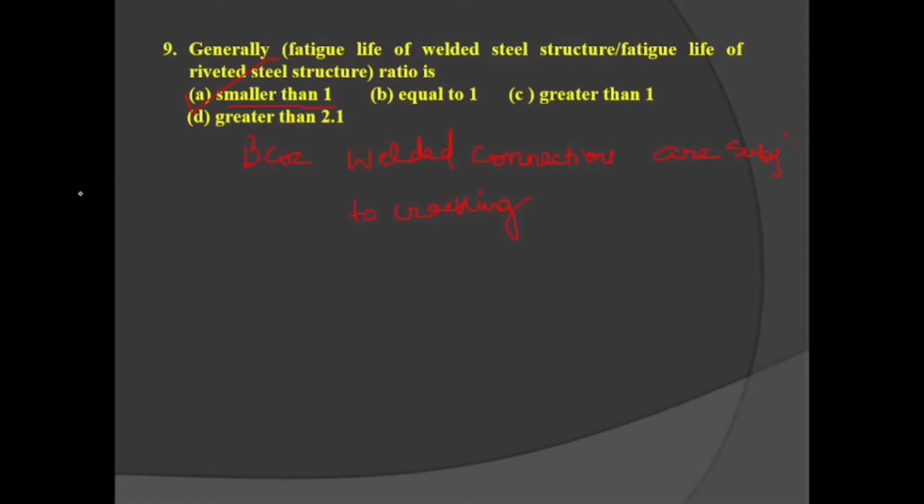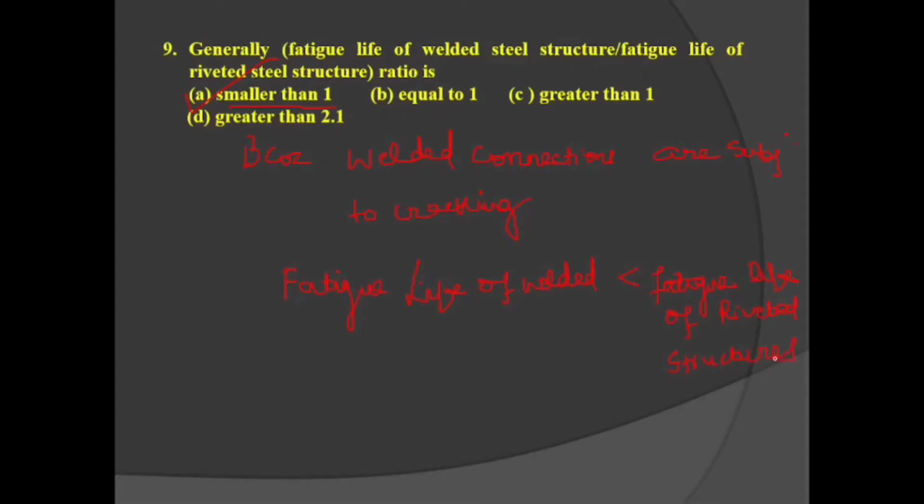Therefore, fatigue life of a welded structure, fatigue means cyclic and recyclic continuous loading. Fatigue life of a welded structure is always less than fatigue life of a riveted structure. Riveted structures are, you can say, temporary or permanent connections, and the welded structures are also permanent connections. However, the bonded connections are the temporary connections.